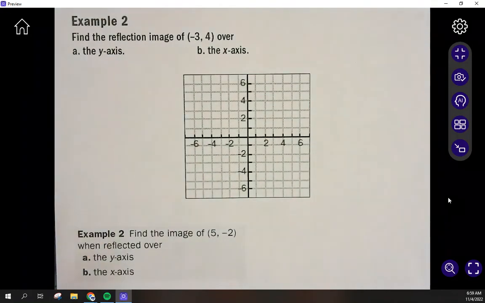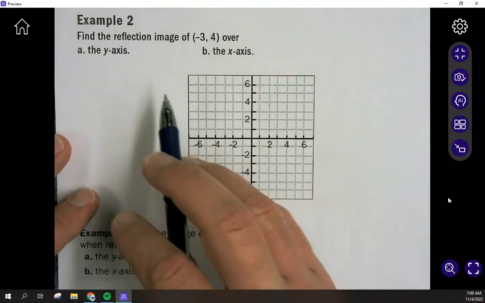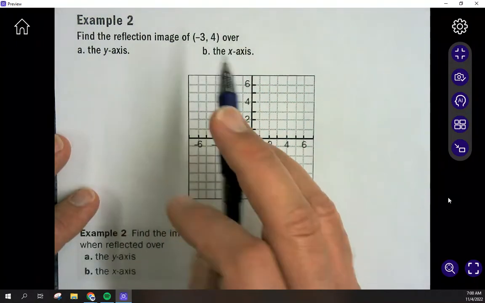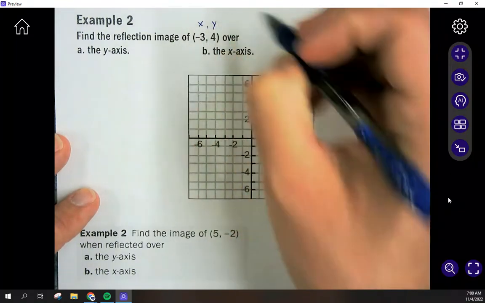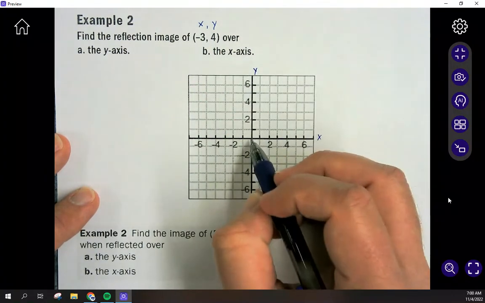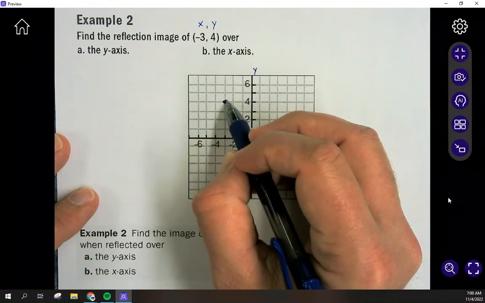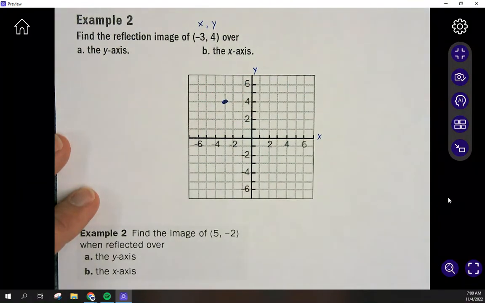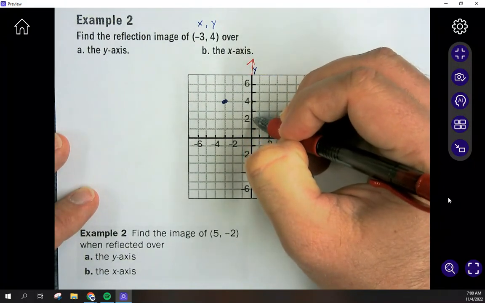All right, so let's do this on a graph now, a little more mathematical. So find the reflection image of (-3, 4) over the y-axis, the x-axis, and I'm actually going to add one more on top of that. So let's first put this on the graph. (-3, 4). That's your x and your y. So this is your x, and this is your y. So -3, +4 is right there.